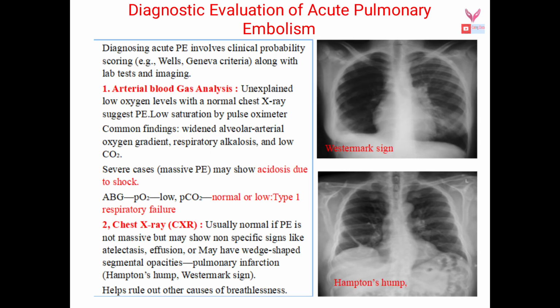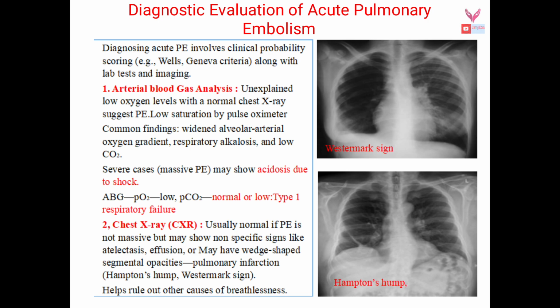So, for diagnostic evaluation of acute pulmonary embolism, once we have done the Wells criteria, then we will do the arterial blood gas analysis. The arterial blood gas findings will be widened alveolar arterial oxygen gradient, respiratory alkalosis, and low CO2. In severe cases or massive pulmonary embolism, the patient may show acidosis due to shock.